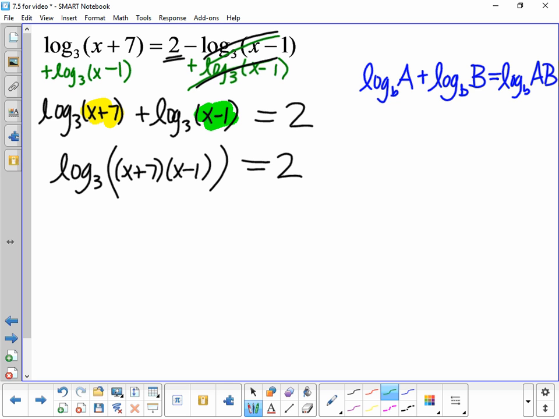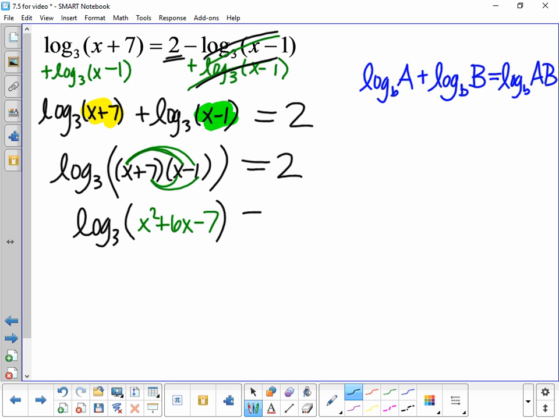Well, I'm going to go ahead and multiply these binomials out. So this is going to be still a log base 3. I'm just trying to simplify my argument a little bit. And if I multiply this out, I have an x squared. I have a negative 1x and a positive 7x, so that's a 6x, and I have a negative 7. Still equal to 2.